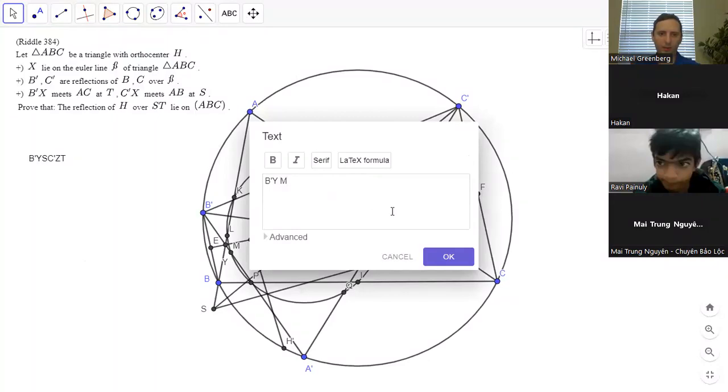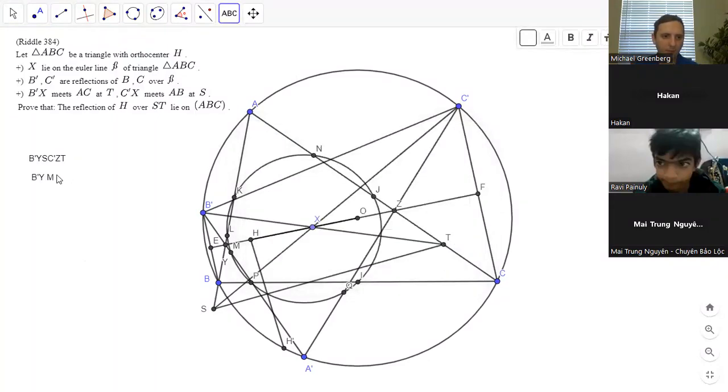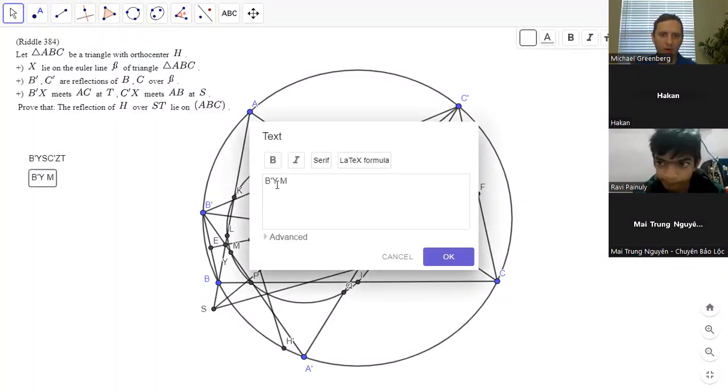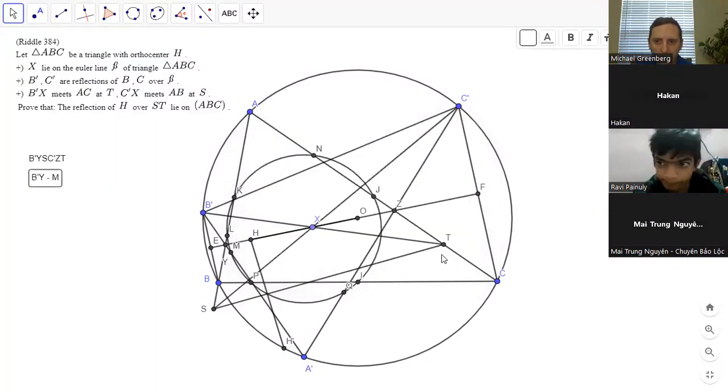Would be M. And then I'll just draw, I don't know. B prime Y would be M. And then YS. I forgot where Y is. Oh yeah, Y is this point. YS would be L.